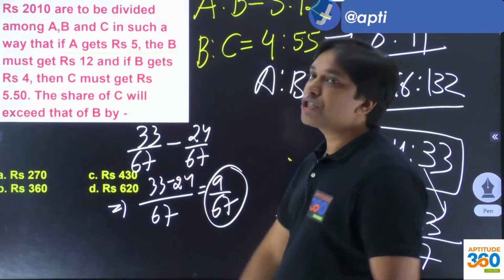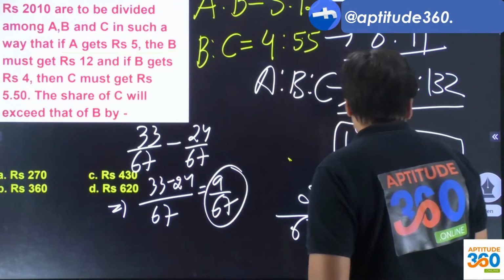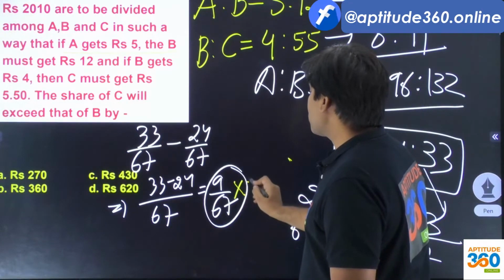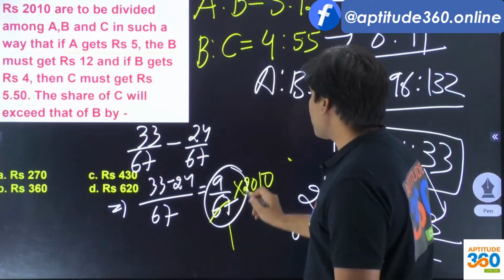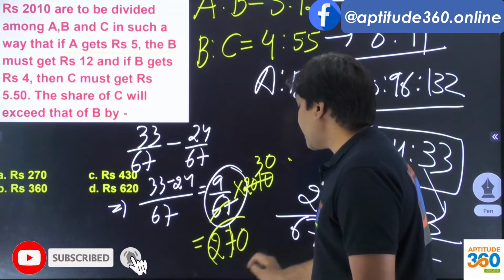अब आप करो कैलकुलेशन, पहली कैलकुलेशन क्यों कर रहे हो? So 9 by 67 of what? 9 by 67 of the total, and the total value is given to you as 2010. 2010 is, this is 1, this is 3, 30. The difference comes out as 270.